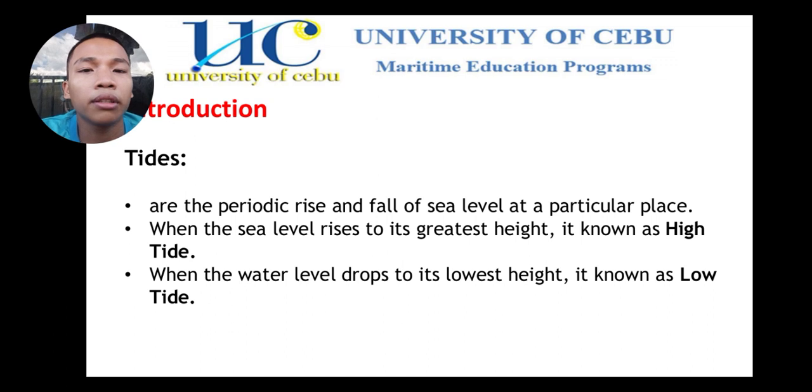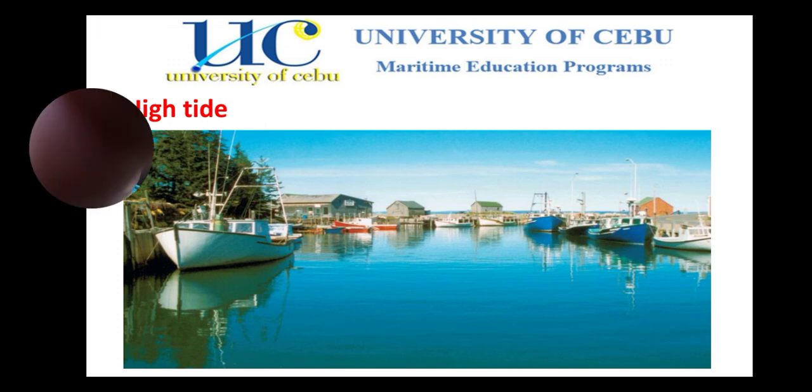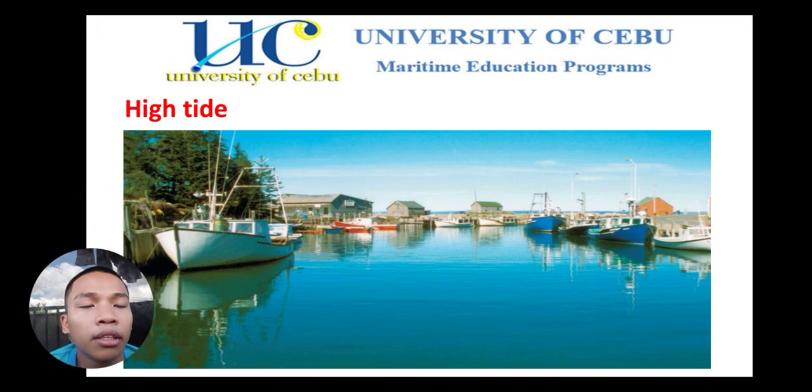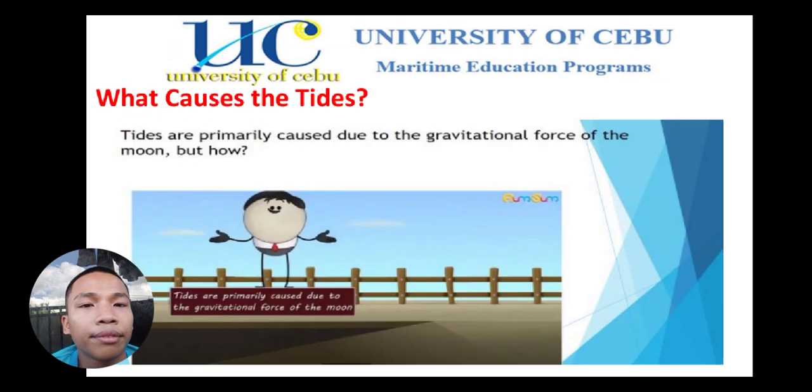So what are tides? Tides are the periodic rise and fall of sea level at a particular place. When the sea level rises to its greatest height, it's known as high tide. When the water level drops to its lowest height, it's known as low tide. This is a picture, an example of high tide and low tide.